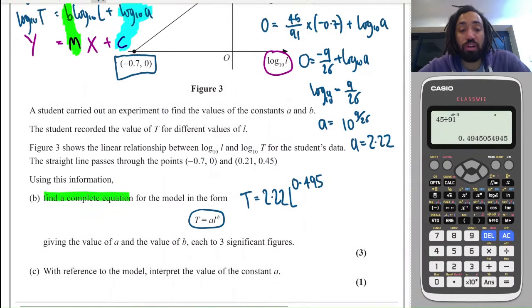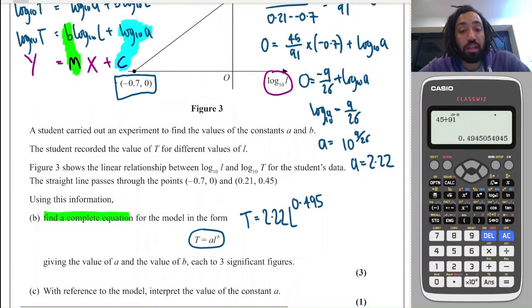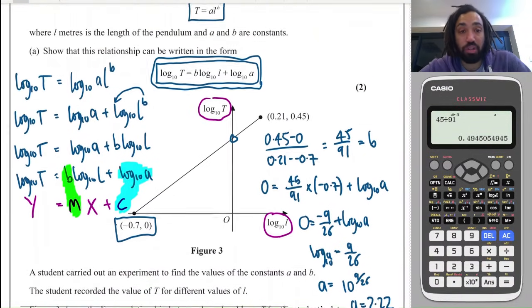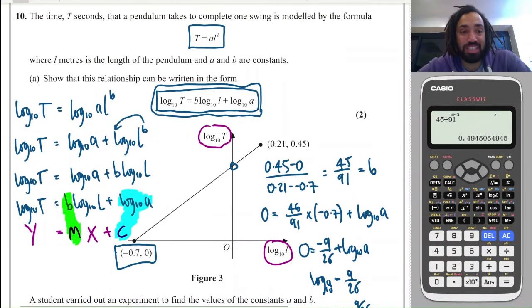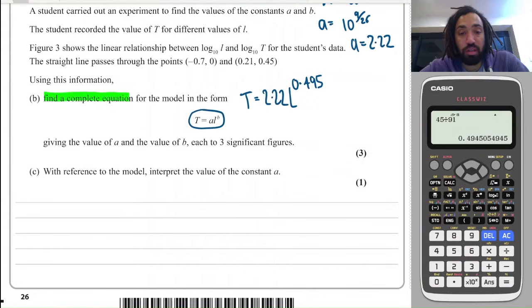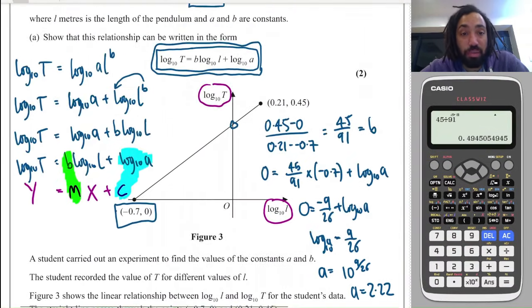And finally it says, with reference to the model, interpret the value of constant A. Well, I haven't actually read what on earth these people are doing, to be honest. T is the time in seconds that the pendulum takes to complete one swing, and L is the length of the pendulum.